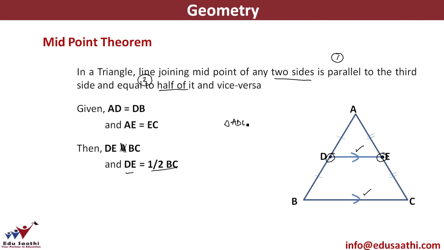Triangle ADE would be similar to triangle ABC. Why? Again the same thing, this angle is common, this angle and this angle would be equal because they are corresponding angles. Similarly, the other two angles would be equal. This triangle and the bigger one will become similar. Now I know AD is half of AB, AE is half of AC. So that means the third side would also be half of the other one.